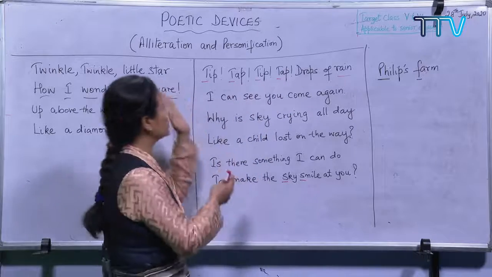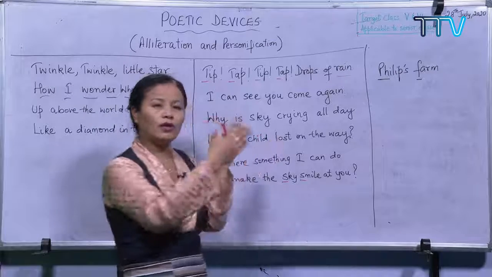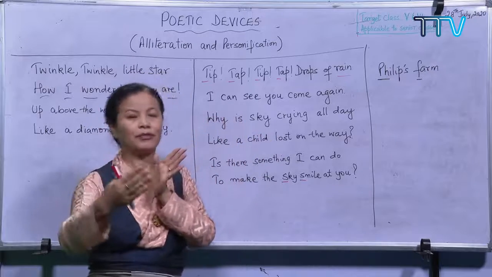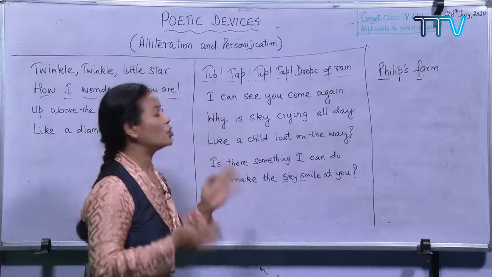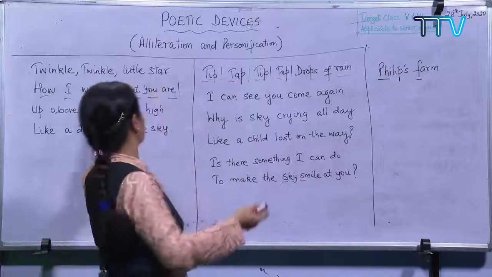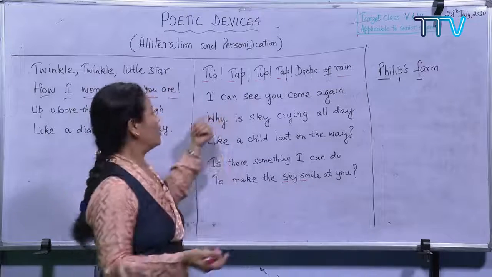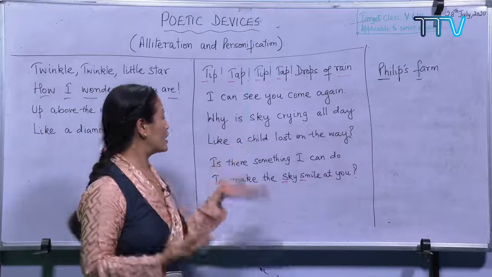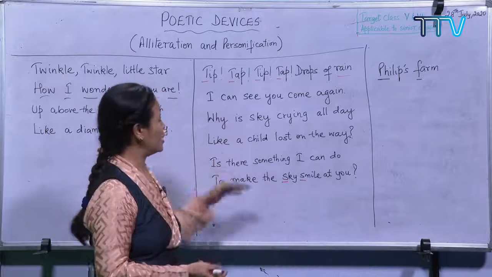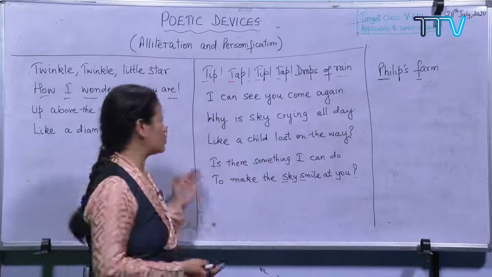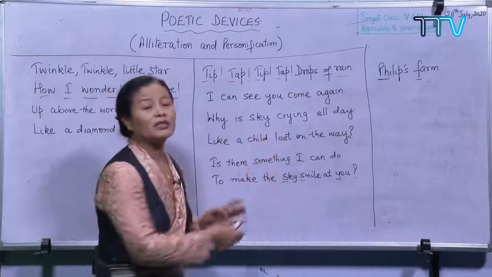It's a beat. Tip, tap. There's a music when you follow a proper rhythm. Tip, tap, drops of rain, I can see you come again. Like this: twinkle, twinkle, little star, how I wonder what you are. Why is sky crying all day like a child lost on the way? Do you see the rhythm? Is there something I can do to make the sky smile at you? So, rhythm is created.